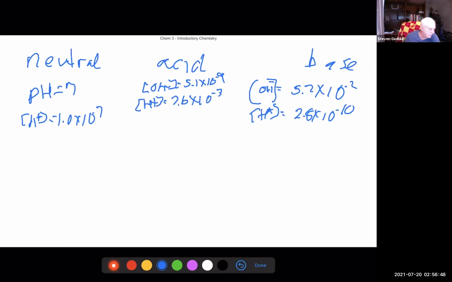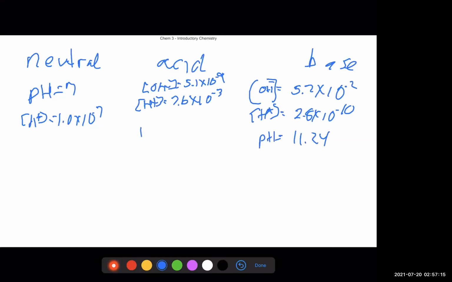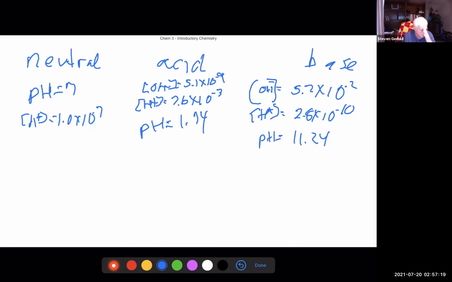And pH 11.24, acid or base? It would be base. And last one, pH equals 1.74, acid or base? Acid. Perfect.